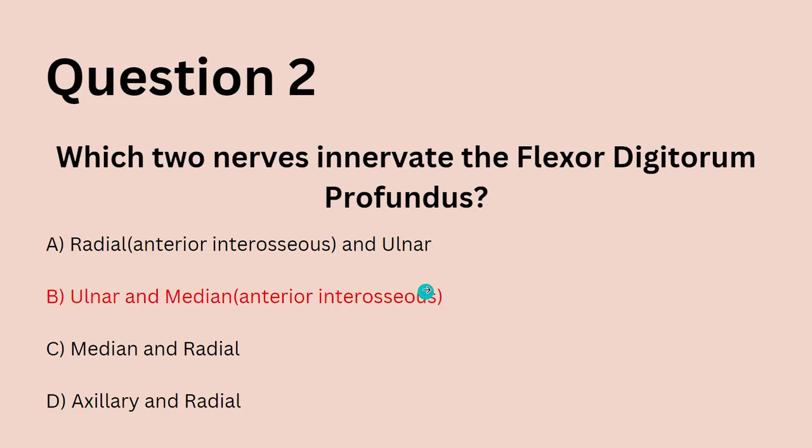Okay, so the correct answer right here is the ulnar and the median nerve. The flexor digitorum profundus is a muscle in your anterior or flexor compartment of your forearm. We said that flexor digitorum profundus, if you remember the mnemonic, "dos" means it's innervated by two different nerves, your ulnar and your median nerve.